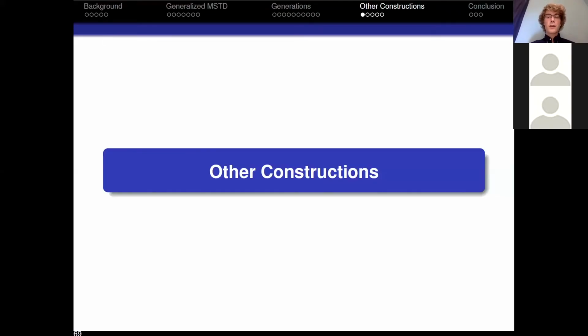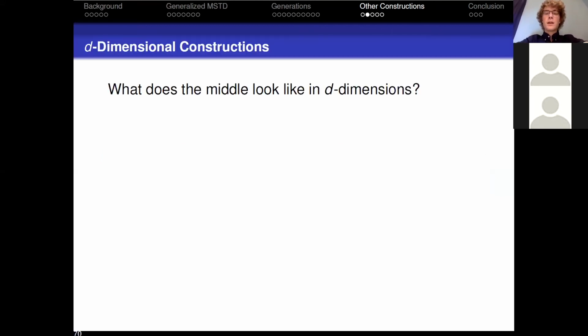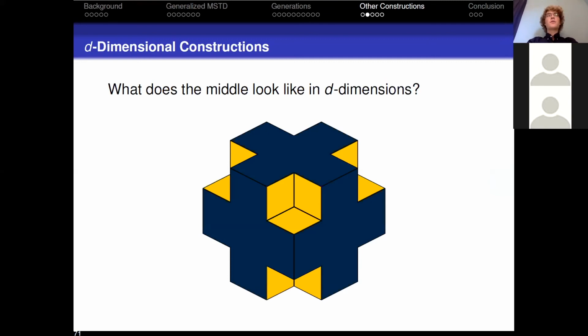So the last thing we're going to talk about is some other constructions, specifically going to higher dimensions and modifying the constructions that we've already made in a couple ways. So the first thing we're going to look at is higher dimensional constructions. And specifically, what would the middle and the fringes look like in D dimensions rather than 2? Of course, we can't really visualize anything higher than 3 dimensions, so we'll just go to 3 dimensions and imagine it for higher than that. So in 3 dimensions and higher, the cross shape that we have in the middle for 2 dimensions is going to transfer up to something very similar.